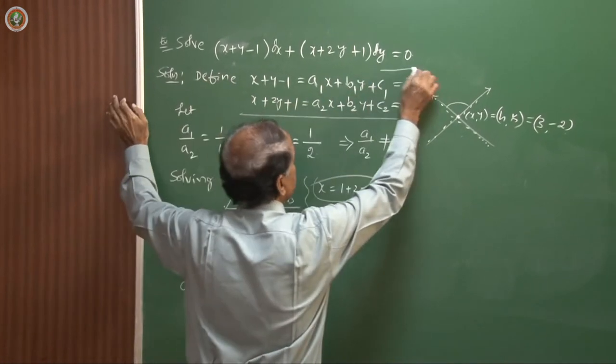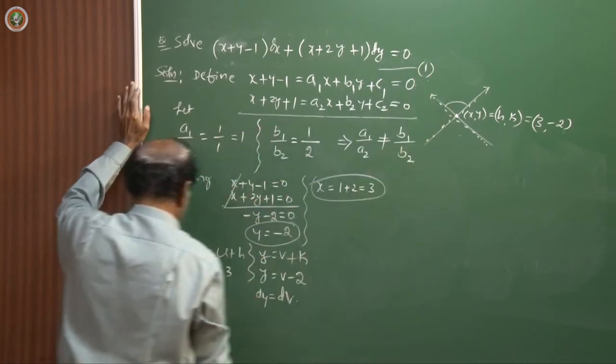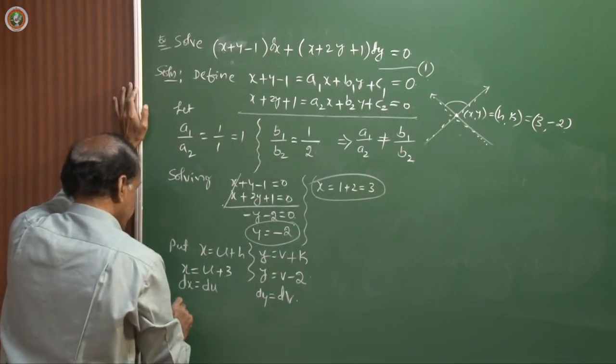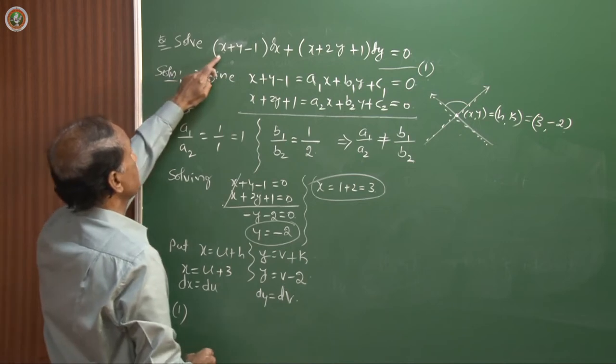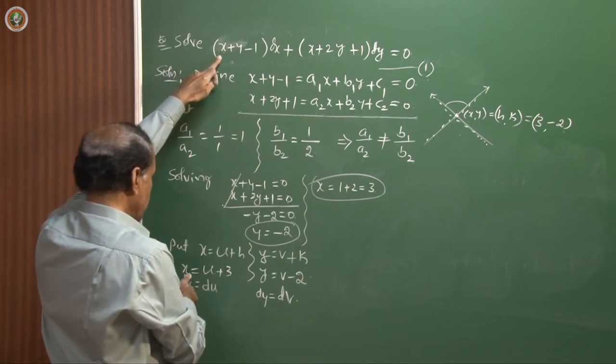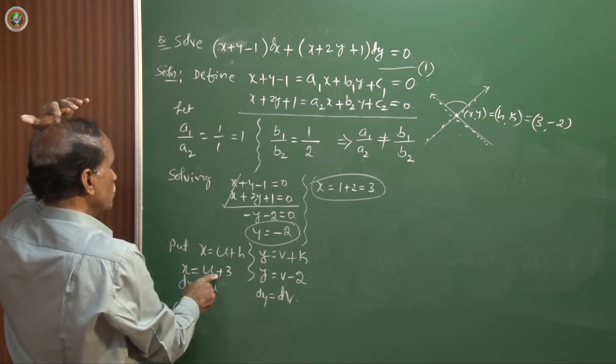Then if you represent this equation as 1, then in 1 if you put these values of x plus y, okay, that is x is equal to u plus 3.